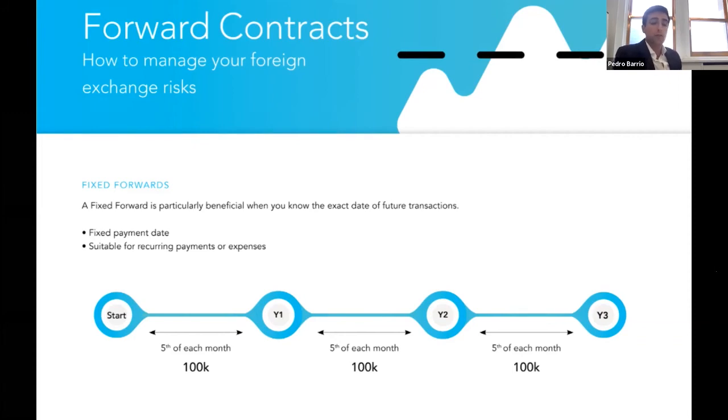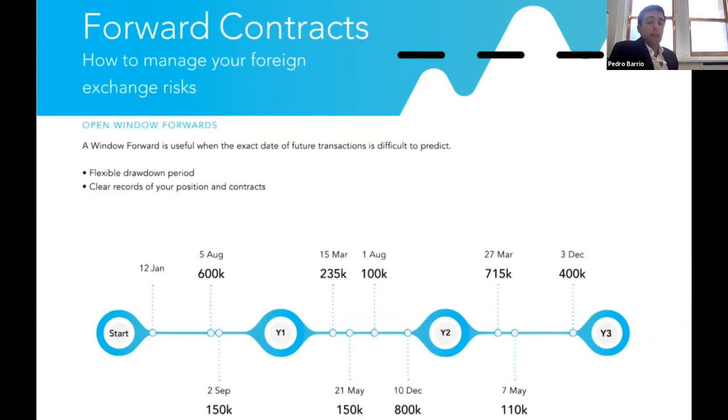That allows us to protect the FX rate for that specific payment, and by doing so in a more specific manner in terms of time window, it allows us to achieve a slightly more beneficial FX rate for the outcome.